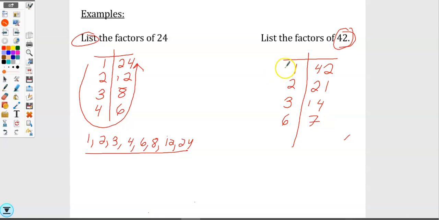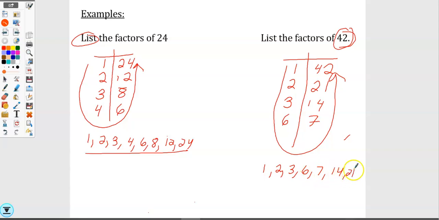Now when it says to list the factors, I'm just going to go through and run the U. So 1, 2, 3, 6, 7, 14, 21, and 42 are the factors of 42.